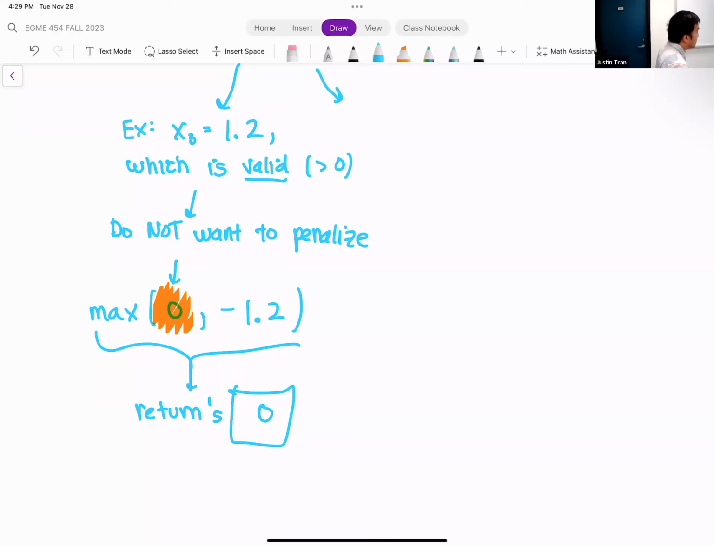So that's exactly what we want, because this value of 1.2 is valid, we're not going to penalize this term. We're going to keep it.